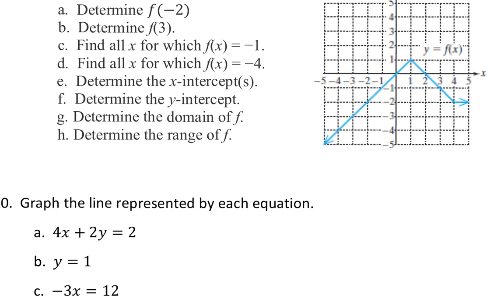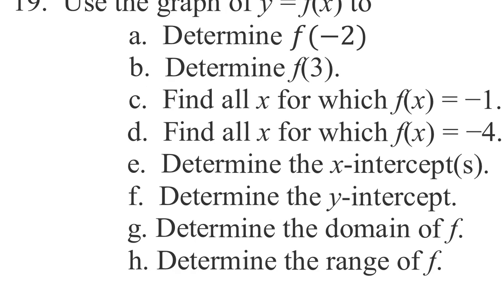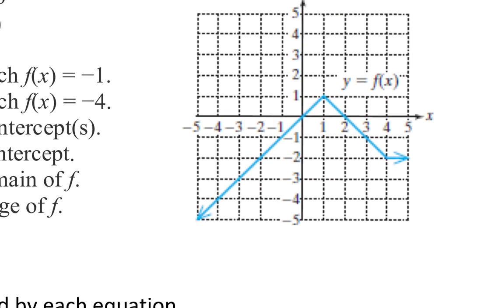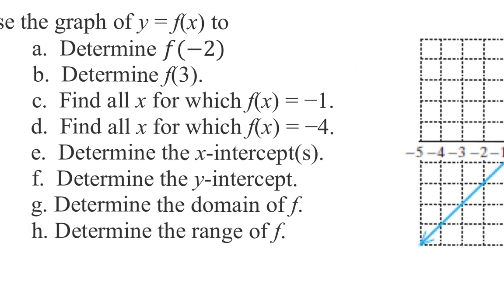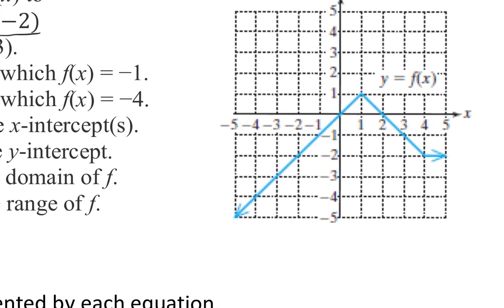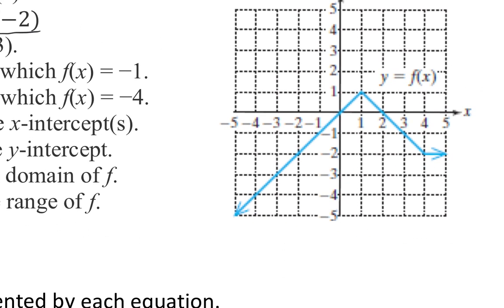Perfect. Awesome. So now moving on to number 19, we're going to use this graph to determine these values. First, determining f of negative 2. That's not too bad. Let's look at our graph. Go over to negative 2 on the x-axis, slide down, and that is at a point of negative 2. Now f of 3 is going to take a similar approach. We're going to go over to 3, go down. That is at about negative 1.